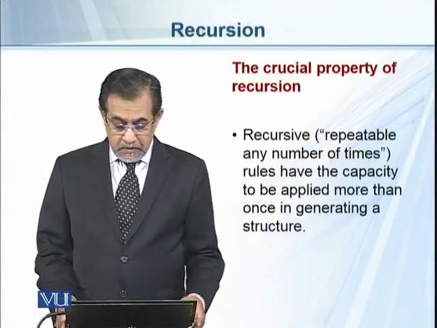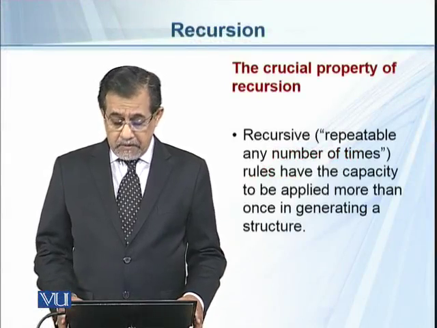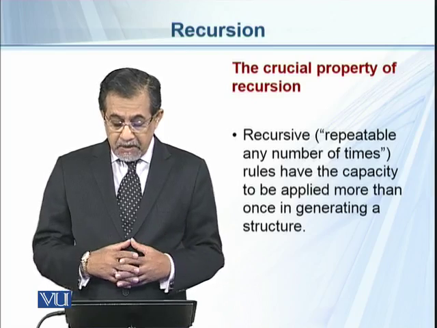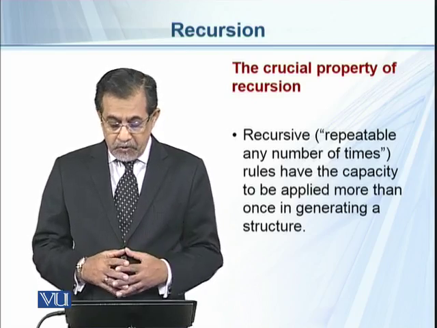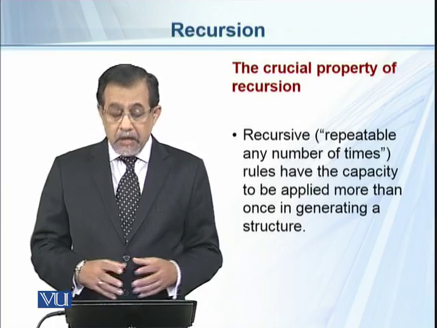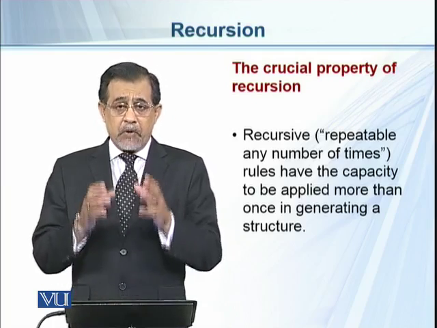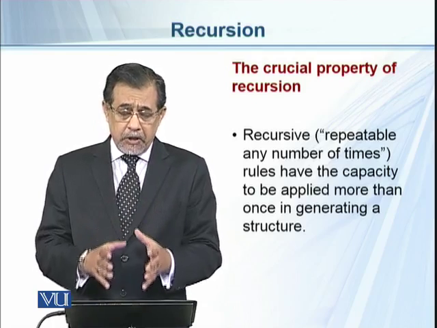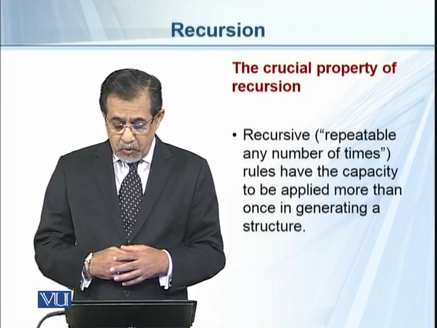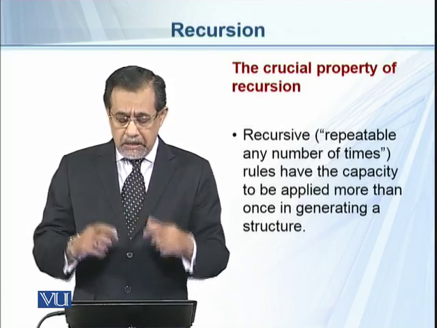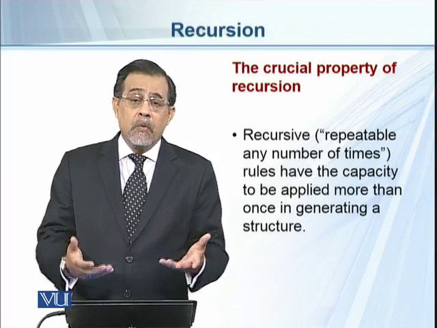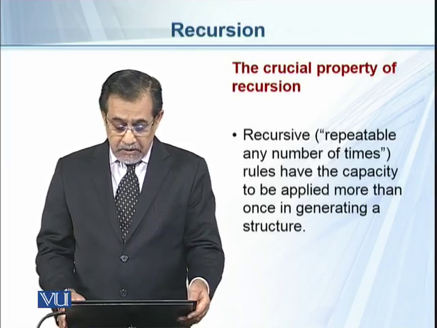Recursion. The crucial property of recursion. So, recursive, repeatable any number of times rules. Recursive rules have the capacity to be applied more than once in generating a structure. So, recursiveness is a property of the generative grammar or language, right? And according to that, a recursive rule has the capacity to repeat or generate a structure more than once or many times, right?